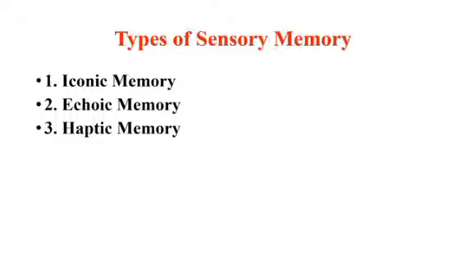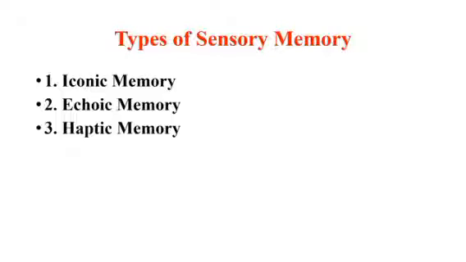Types of sensory memories. There are three types of sensory memories. The first one is iconic memory, the second one is echoic memory, and the third one is haptic memory. The thing here is that we have sense channels, like visual stimuli, hearing stimuli, haptic stimuli. So here our respective sensory memory is there. There exists a sensory memory for every sensory channel. It is the main fact, the main point we need to understand.